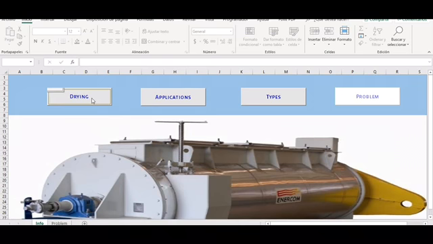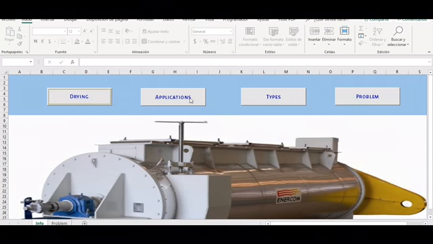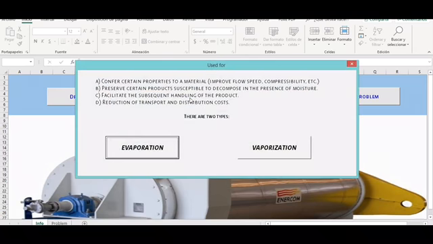If we click on the first one, which is drying, we have a little description of what drying consists of, which is a transfer of steam or the removal of moisture from a wet solid to the surroundings. And this mechanism is made by heat transfer and transfer of matter. And then the second button is the applications. They're pretty used for conferring certain properties to a material, to preserve certain products, or to facilitate the subsequent handling of a product, and also for reduction of transport and distribution costs.